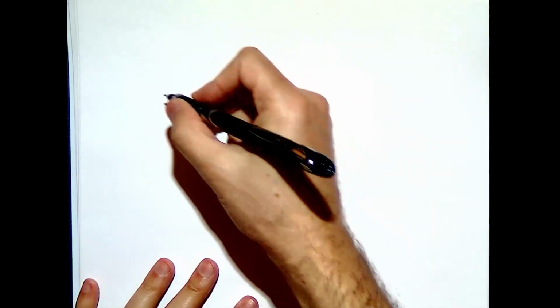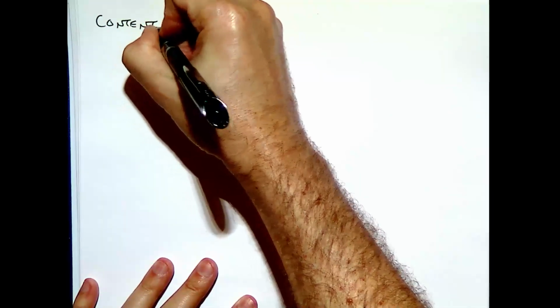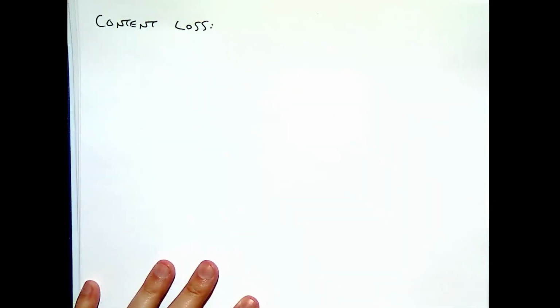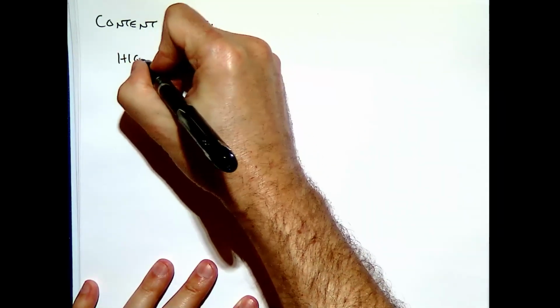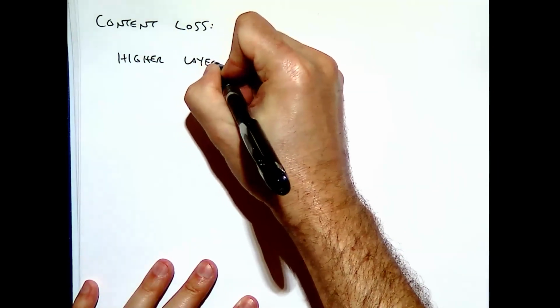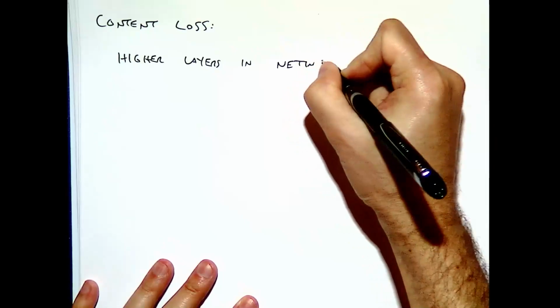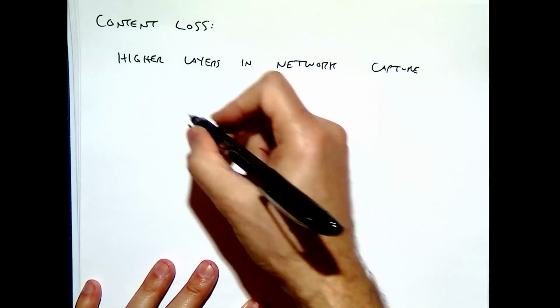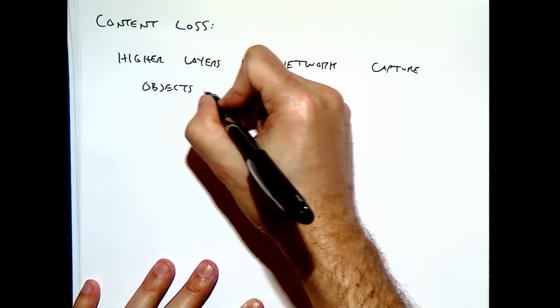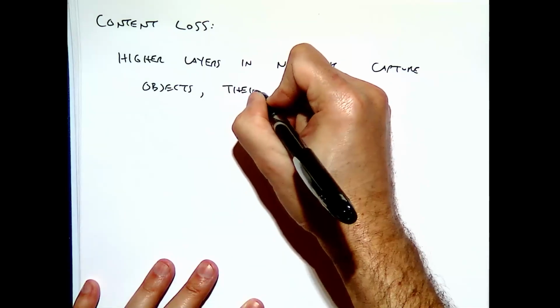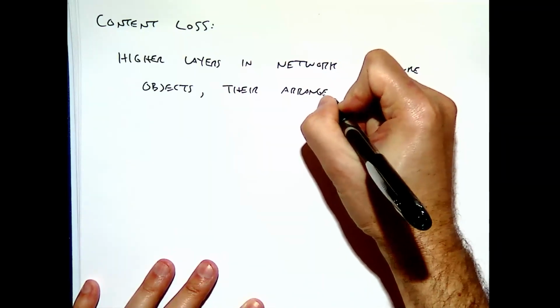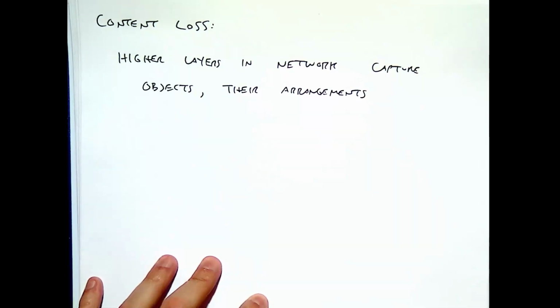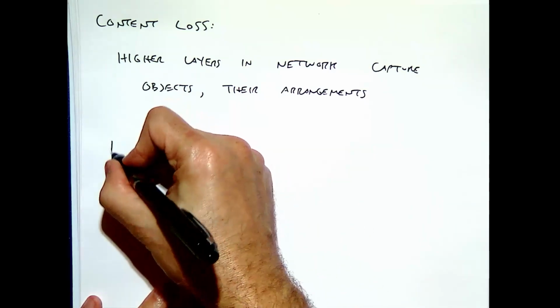So basically, for the content loss, the observation is that higher layers in the network capture basically objects and their arrangements without being so picky about actual pixel values, right? So it's like a big picture of, does this image contain this stuff, right? So the content loss makes sense as something along this line, right?